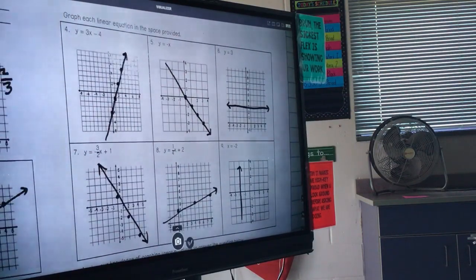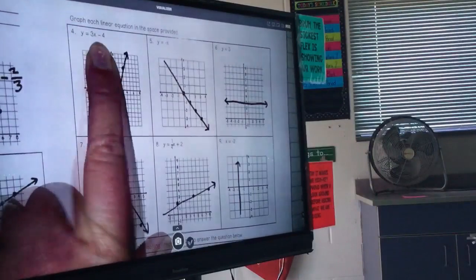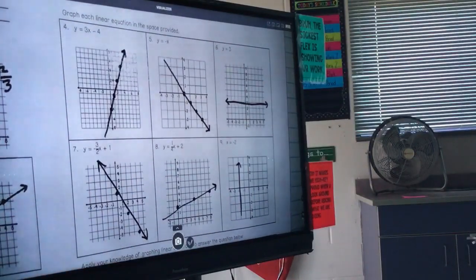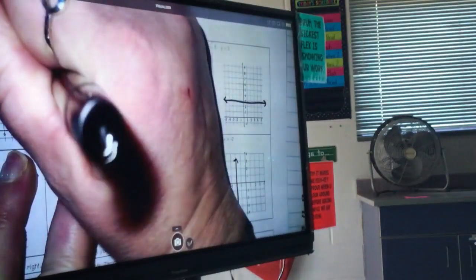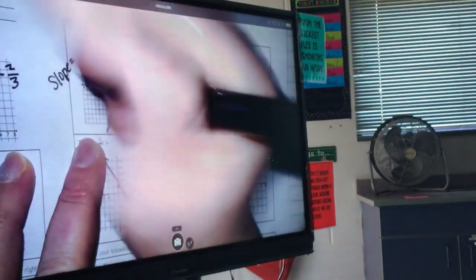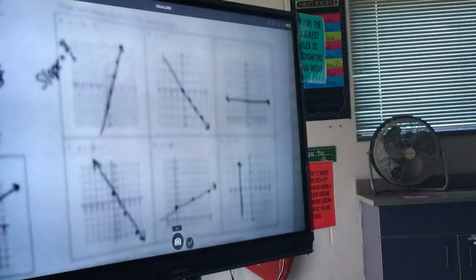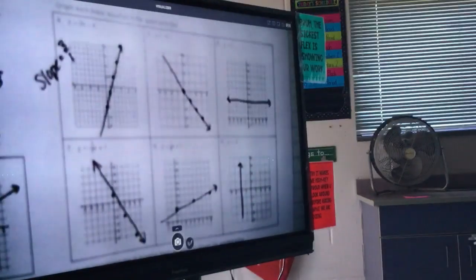So, where do you start your slope? Where do you start your slope? Always on the y-intercept. So we're starting with -4. That is where your first point goes. And then what is technically our slope here? 3/1. So you go 3 up to the right 1, 3 up to the right 1. So that is how I got that line.